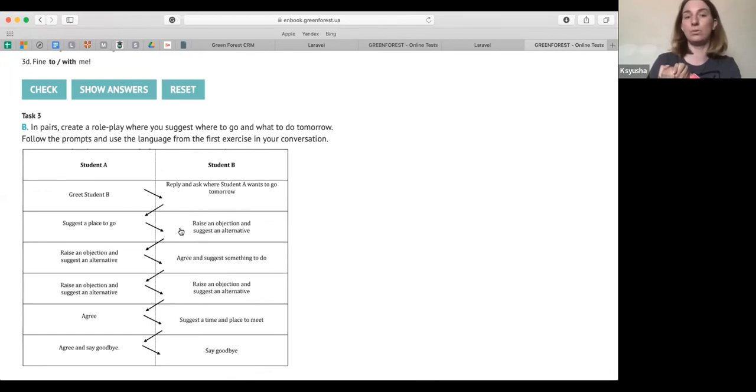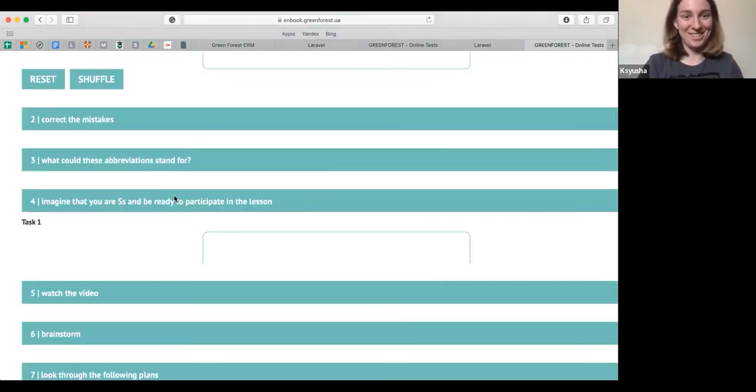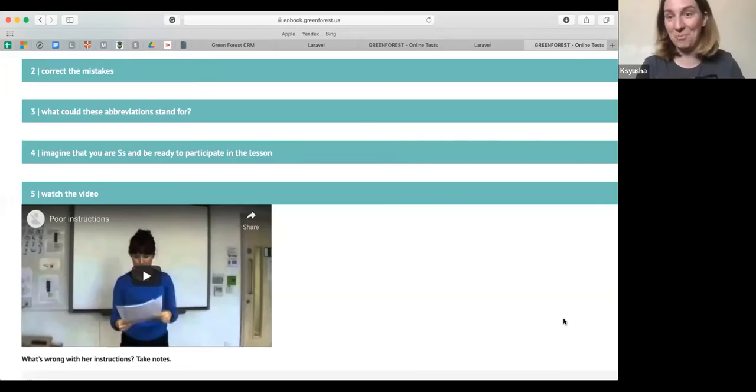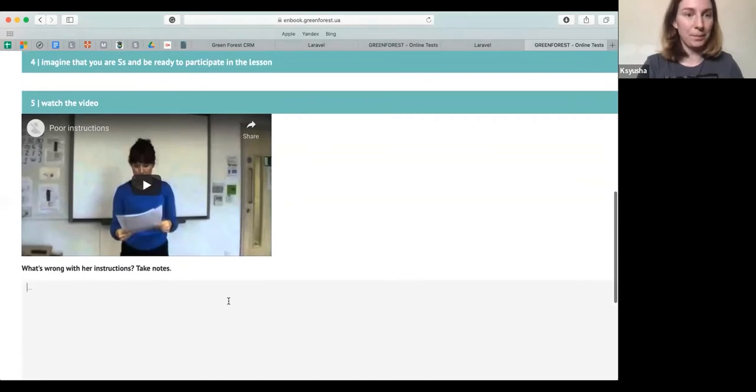So you have to demonstrate. All right, very good. So you see which mistakes we make. And as I said, quite often we make mistakes related to instructions. So right now we're going to watch a very, very bad example of instruction, and your task is to take some notes and write down what's actually wrong.